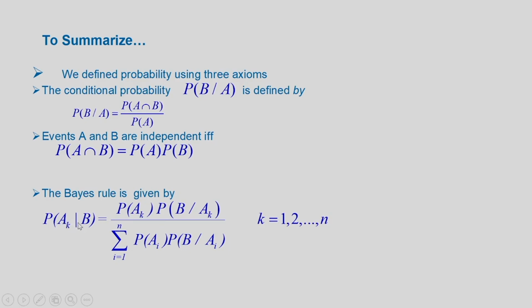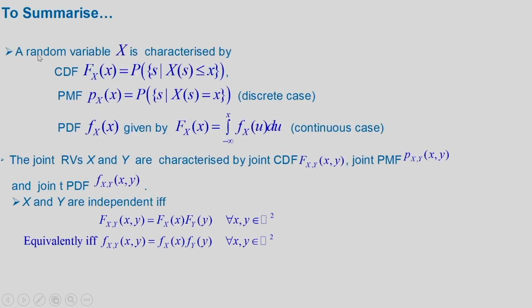This is the posterior probability, and it can be found in terms of the prior probabilities, probability of A_k into probability of B given A_k divided by sum of i going from 1 to n of P(A_i) into probability of B given A_i. This is the expression we obtained through the total probability theorem. We also noted that a random variable x is characterized by CDF F_X of x, that is defined by probability of those sample points for which X(s) is less than or equal to small x.